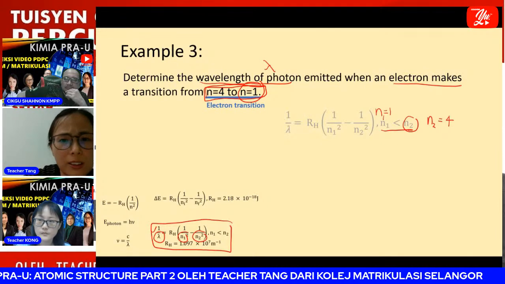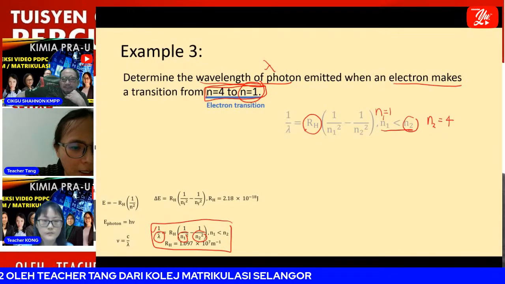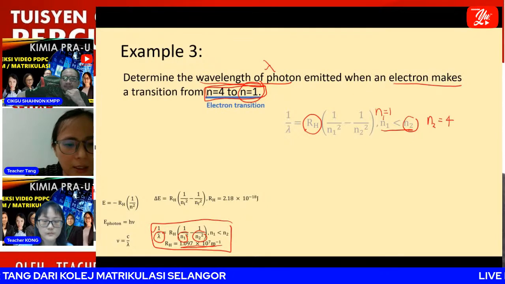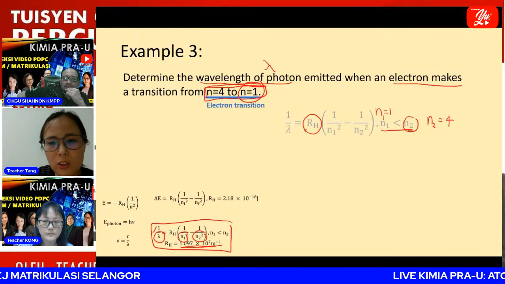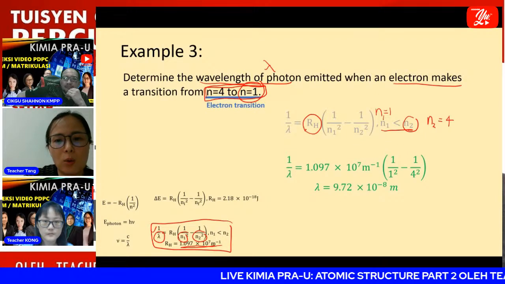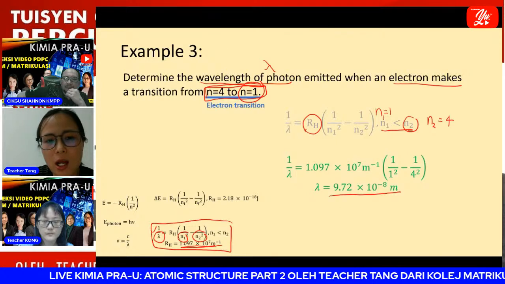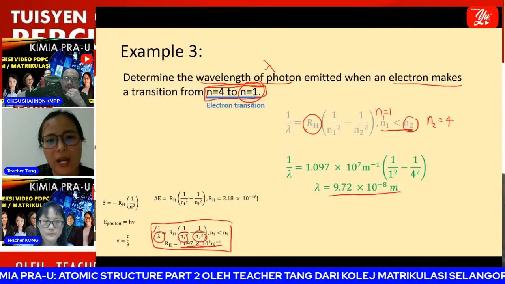So this is the Rydberg constant. For the wavelength, we just need to put in the values. Then we get the wavelength of the photon emitted when the electron makes the transition from n equals 4 to n equals 1.